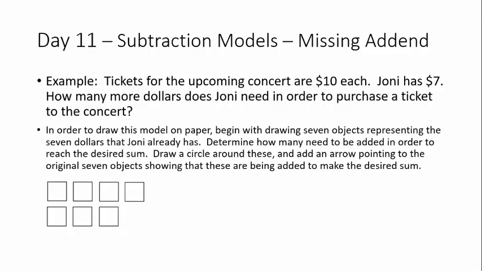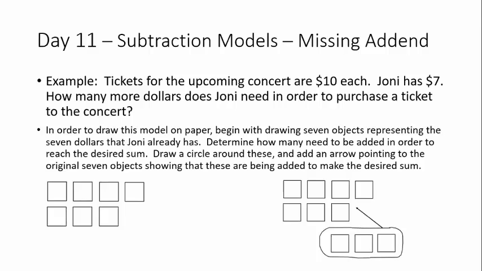To draw this on paper, begin with the amount of money that Joni has, which is $7. Determine how many dollars are needed to reach the desired sum. Draw a circle around those that are added and draw an arrow to the first pile. The diagram is drawn here.